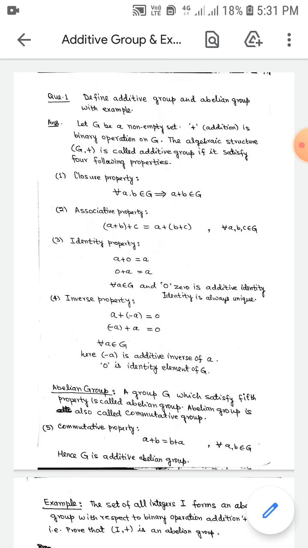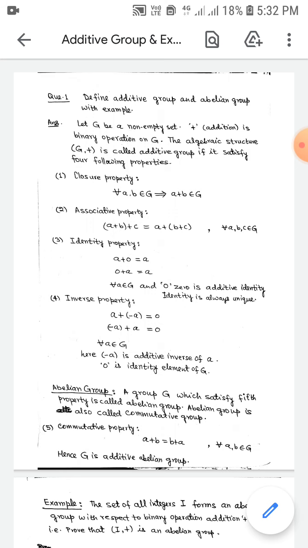Now what is the closure property? Closure property is nothing but a binary operation. So if the binary operation is defined, then the closure property is automatically satisfied, and closure property is defined as: for all A comma B belonging to G, that implies A plus B, because our group is additive, so A plus B belongs to G. Now the second property, associative property.